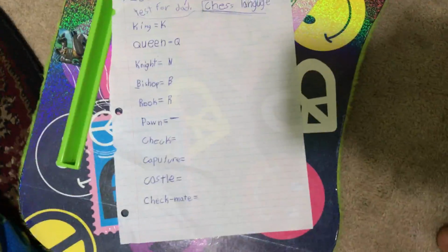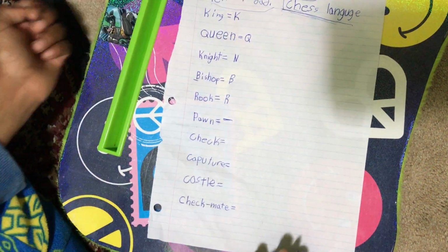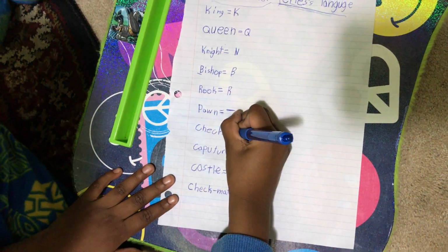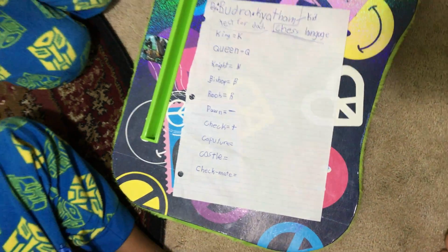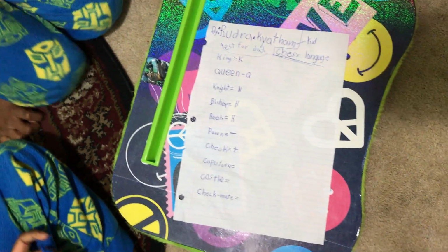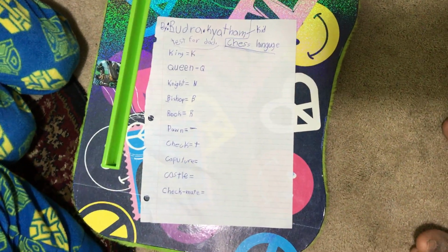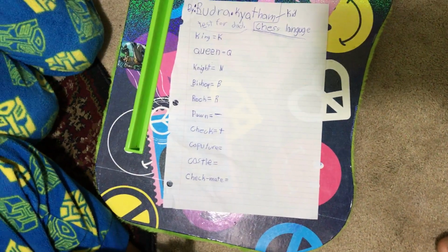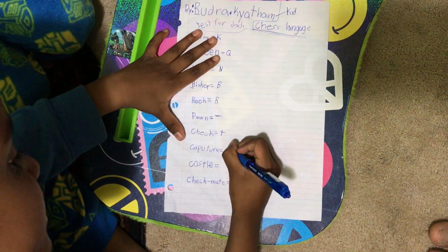Okay, pawn is nothing. So there's nothing. We're just putting a line for nothing to be in the space. Or you can put a 0 too. And check is plus. For some reason, I do not know that reason. And capture, guess what it is? An X. Because sometimes in the cartoons, they put X's when the people are dead or captured, like in cartoons, with X's on their eye spots. So yeah, it's X. Done.